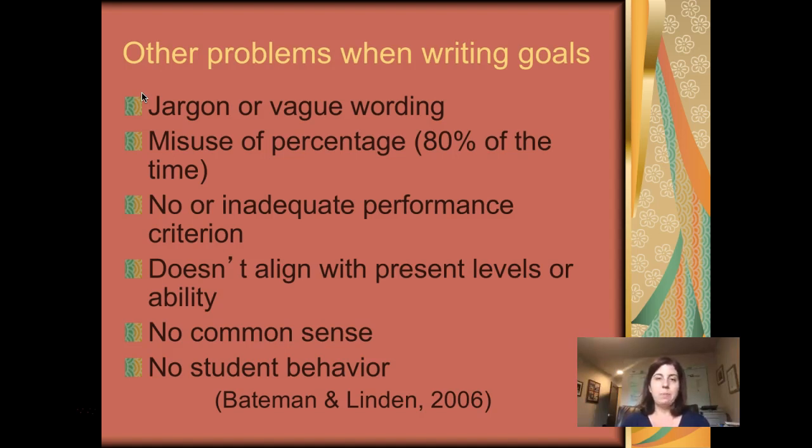Another problem is misusing percentages, like 80% of the time, things like that. Sometimes there's no performance criteria or inadequate performance criteria, and if we're not writing SMART goals, that can happen. The goal can be very vague, like I want to increase so-and-so's reading ability. Well, to what performance criteria? And we've talked about this a lot. So, aligning with present levels and abilities. You want to make sure the goals make common sense, and lastly, that they include any information that you have in regards to student behavior.